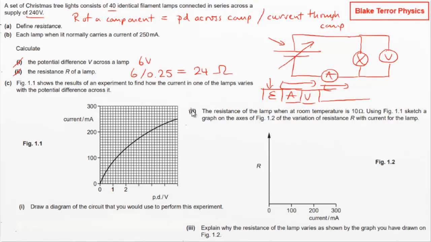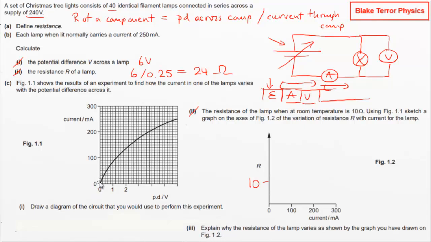Part 2 of C. So resistance of the lamp at room temperature is 10 ohms. Using figure 1.1, so the graph there, sketch a graph on these axes of the variation of resistance R with current for the lamp. So we know it's going to be starting at non-zero. So we're starting off here at 10 ohms. Let's go with that, seeing as that's our room temperature starter. Now we know here from this graph that the resistance is increasing with increasing current, but we don't know exactly how. We don't know if it's linear or whether we got a curve.